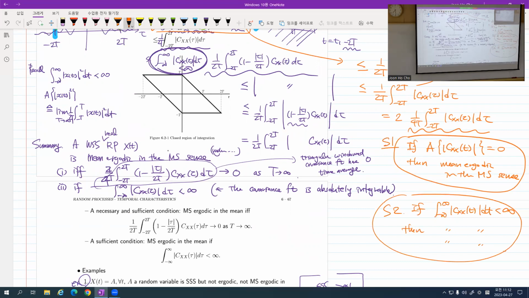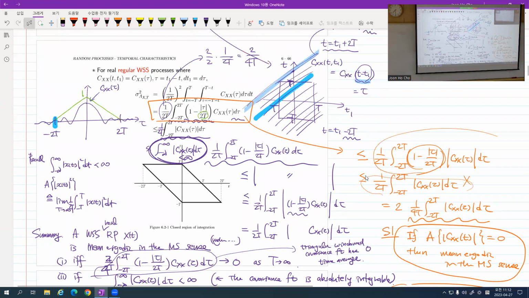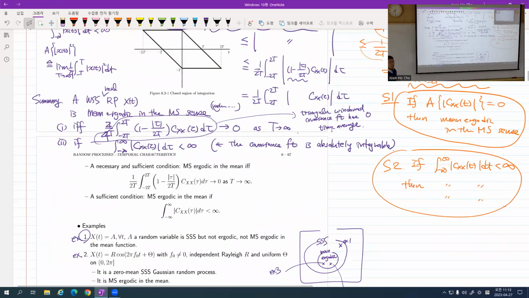So we have two sufficient conditions. You may say that, okay, this is also a sufficient condition. Sorry, not this one. This one is also a sufficient condition. Yes, you are right. But usually this one, the absolute integrability, is much easier to show in most of the cases. And our Peebles textbook just uses the second sufficient condition. That means the autocovariance function is absolutely integrable. Got it? But last time I just said the second sufficient condition only, not the first sufficient condition. The first sufficient condition is stronger than the second sufficient condition.